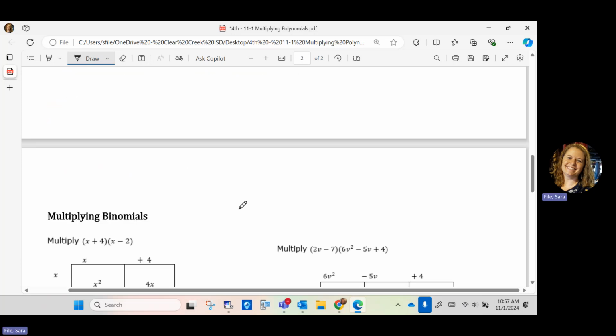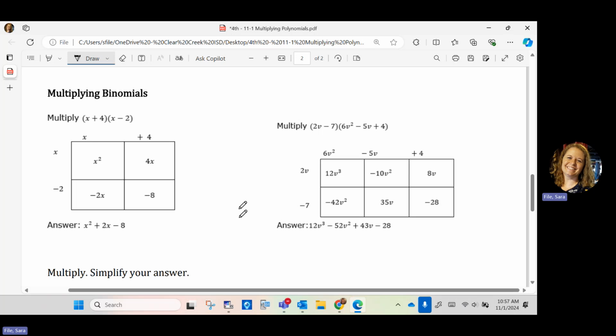All right, let's flip it over. Okay, so what we're going to review is on the back. Back in Algebra 1, or maybe if you took algebraic reasoning, you may have learned the box method. So this is the box method for multiplying polynomials.